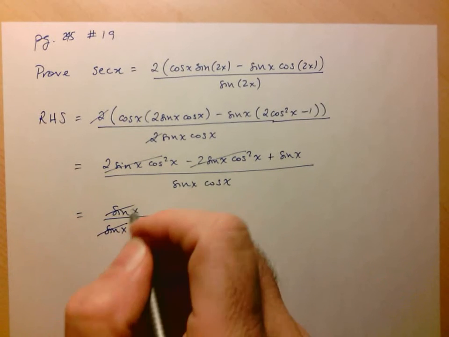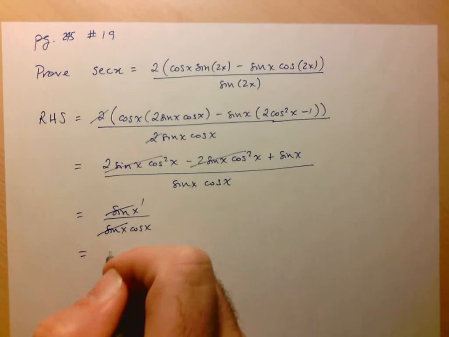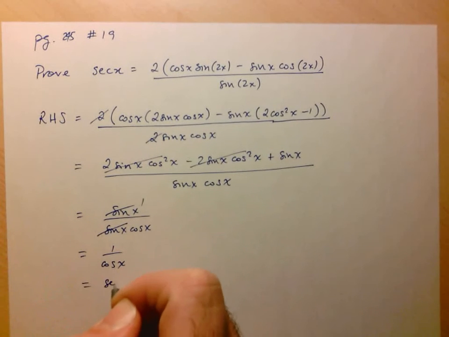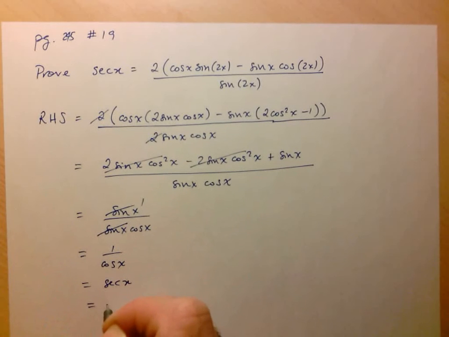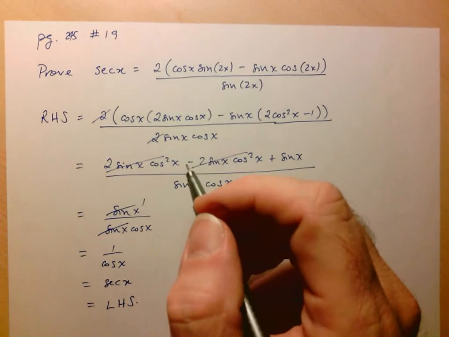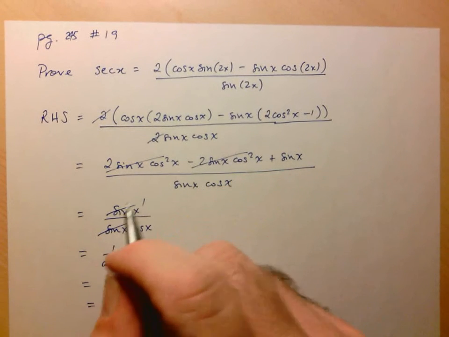Sine x in the numerator and denominator reduce, and so I'm just left with 1 over cos x, which of course is equal to secant of x, which is my left-hand side. And there you go, we've proved this identity.